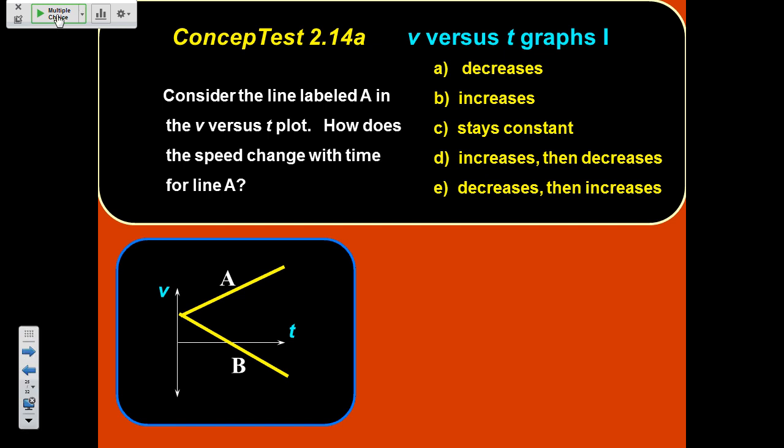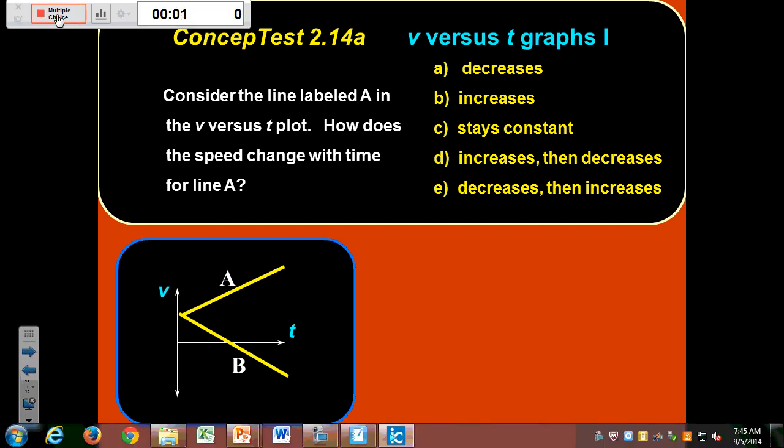All right, consider the line labeled A in this V versus T plot. This is velocity versus time. We're just asking about this line, A. How does the speed change with time? Not supposed to be tricky, it's just a straightforward question. All right, a few more seconds.